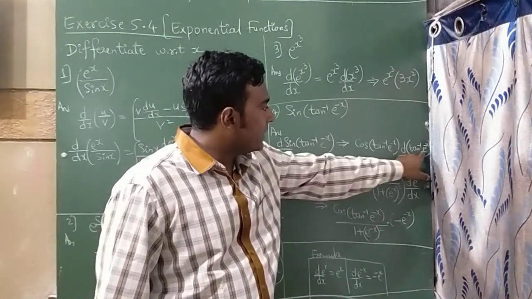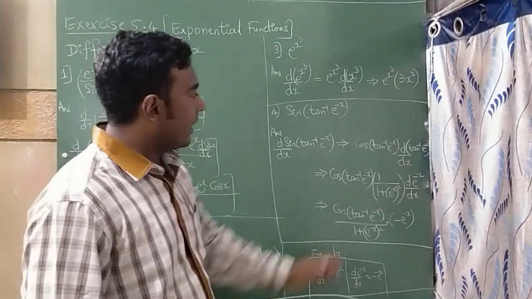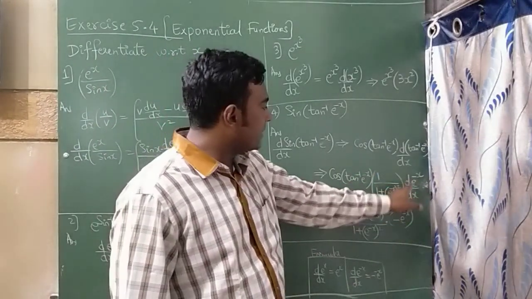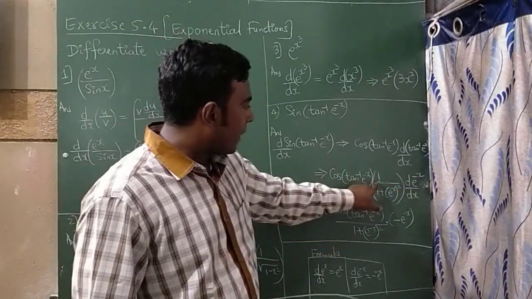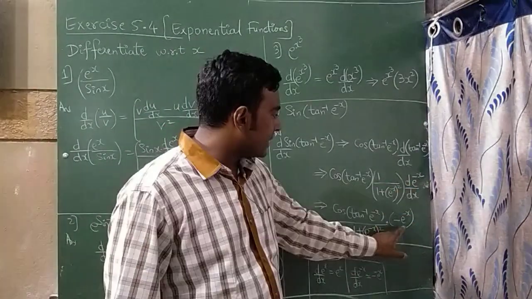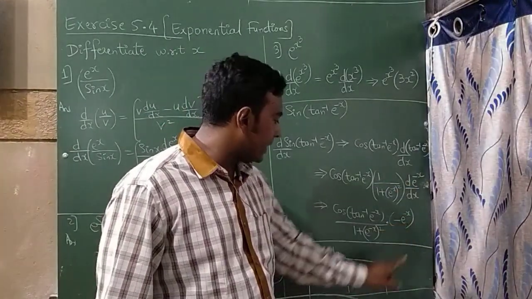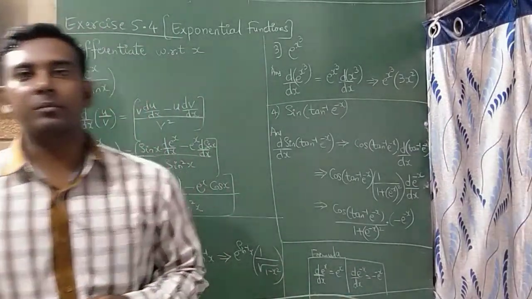Since here it is e raised to minus x, I have written e raised to minus x whole square. Again that will become a chain rule, that is d by dx of e raised to minus x. Write this as it is. Now this in the denominator part as it is, d by dx of e raised to minus x is minus e raised to minus x from the formula. Right? Let us go to the fifth question.